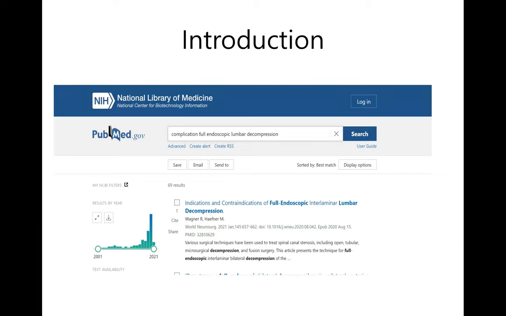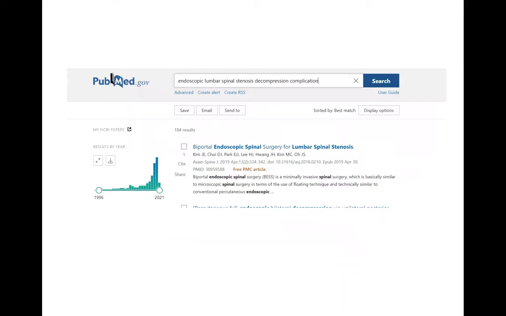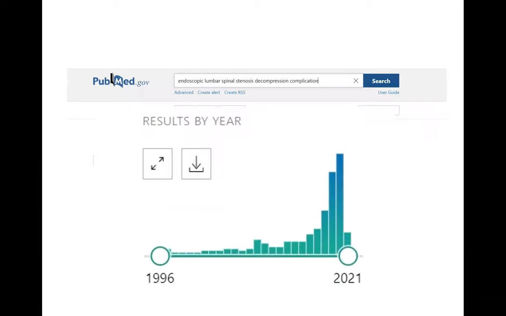As a result of the research using PubMed, I could find about 69 to 184 papers and selected the suite of papers for the study and analyzed again. As you can see from the graph, it can be seen that the number of related papers has exploded from around 2020.